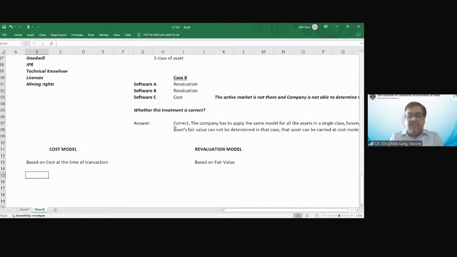So in the cost model, the carrying amount will be calculated by cost minus accumulated depreciation and amortization. It is the same thing, only the name is different. Accumulated amortization, minus accumulated impairment losses.